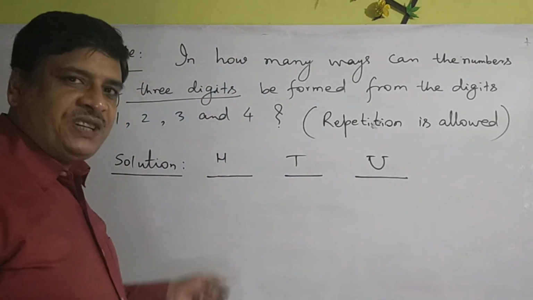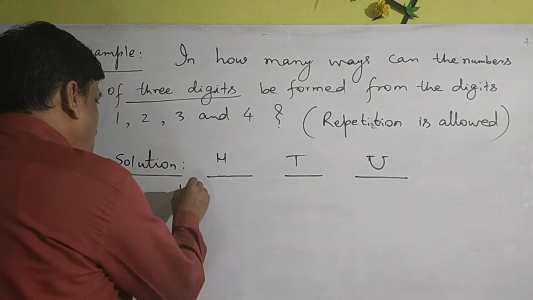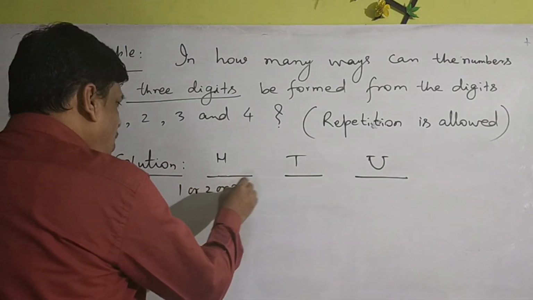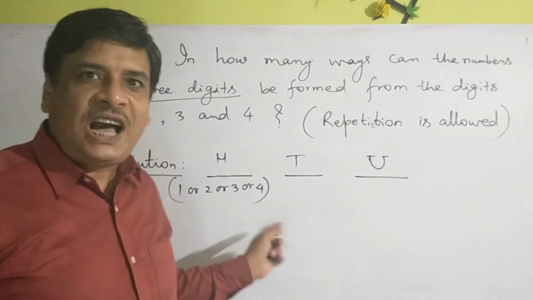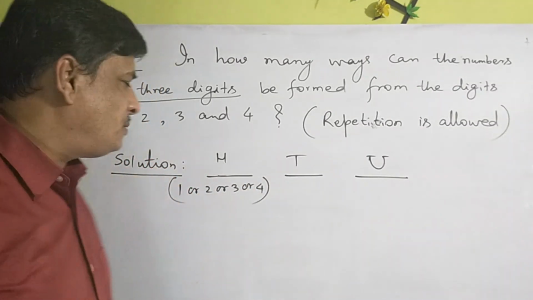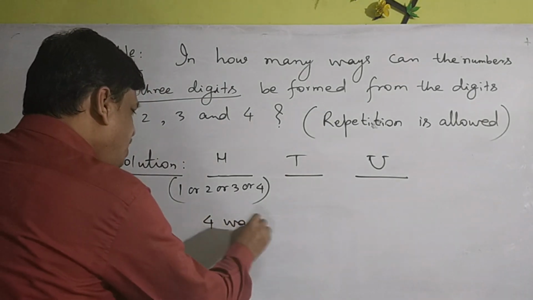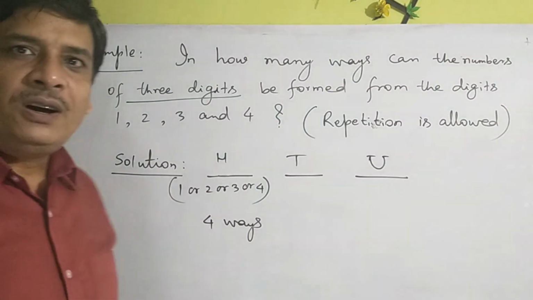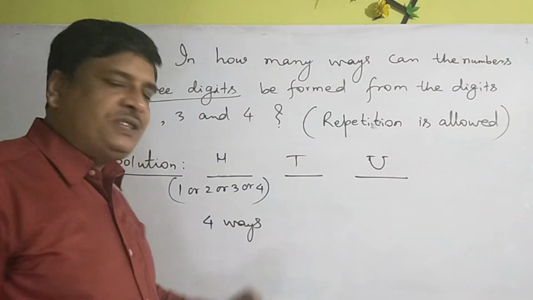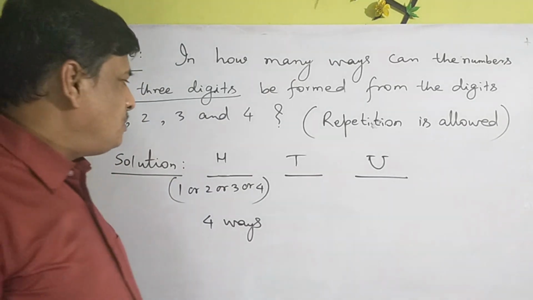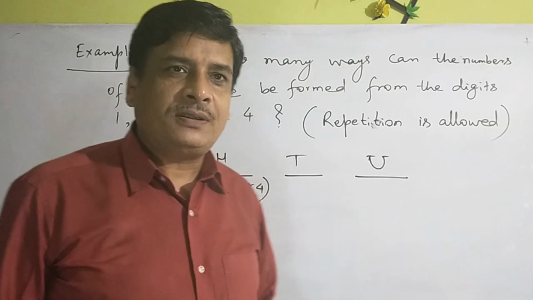Suppose the hundreds place can be filled up by 1 or 2 or 3 or 4. How many options do we have for the hundreds place? 4 options. So we say in 4 ways the hundreds place can be filled up. When the hundreds place is filled up, for the tens place, what are the available digits?